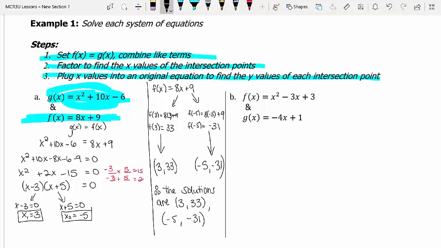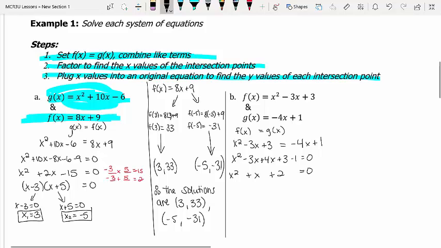Okay, let's do the same for part B. Let's solve this system of equations. So first we need to set f of x equal to g of x. Then let's collect and combine like terms. So I'm going to bring all the terms to the left side of the equal sign. Now I need to ask myself what two numbers have a product of 2 and a sum of 1. And you're going to realize that there are no two numbers that do that. So this is not factorable.